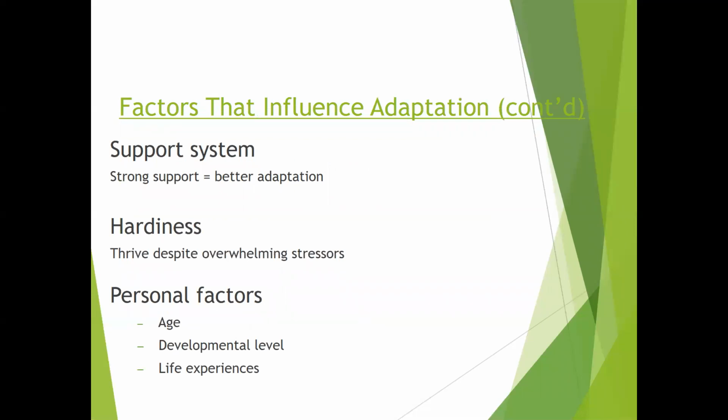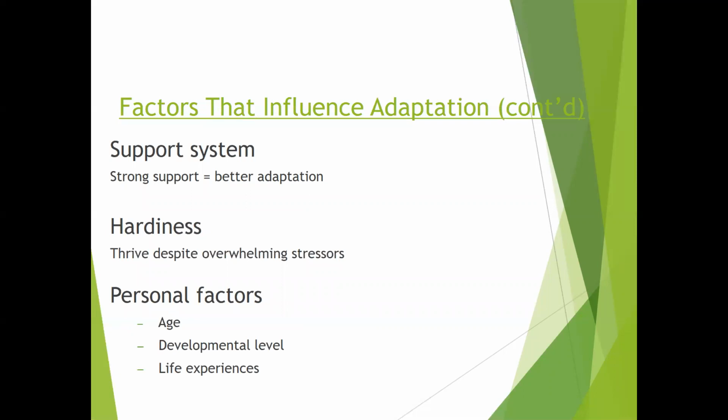Other factors that influence adaptation. So support system. A good support system can help someone to adapt. So it can help them through lots of things. Hardiness, we kind of already talked about. You can thrive despite overwhelming stressors. They again have commitment, control, and a challenge that they go through. Again, sometimes we call that grit. You may hear that term used here on campus.